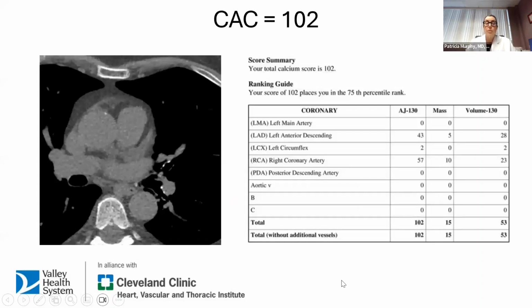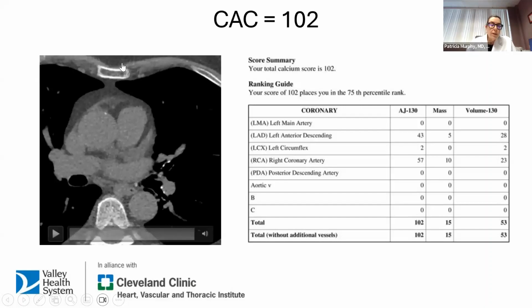Remember, we talked about 100 being a cutoff for an increased risk. The reports often look like this. Your total score is 102. Your score of 102 places you in the 75th percentile rank. That's the other number that we look at. And this particular person has, in this column, a score of 43 in the left anterior descending artery, a score of 2 in the circumflex, a score of 57 in the right coronary. So all three of the branches of the heart arteries for a total of 102.